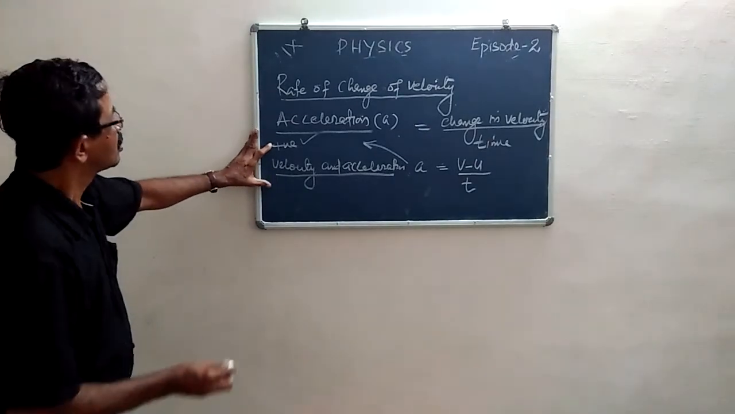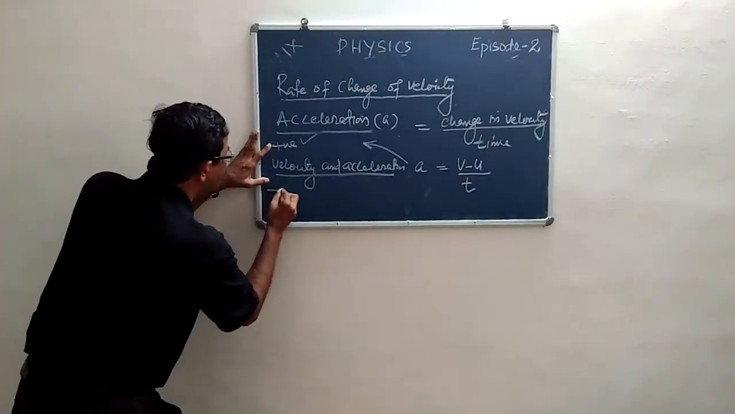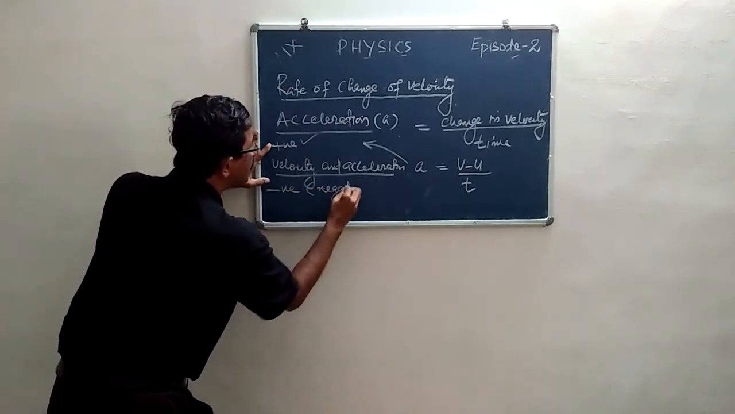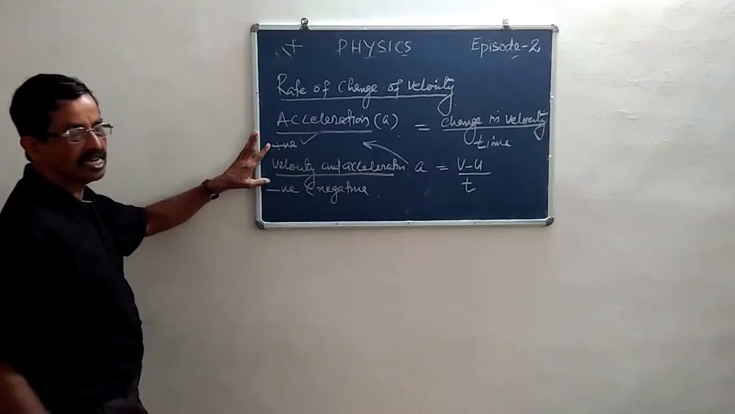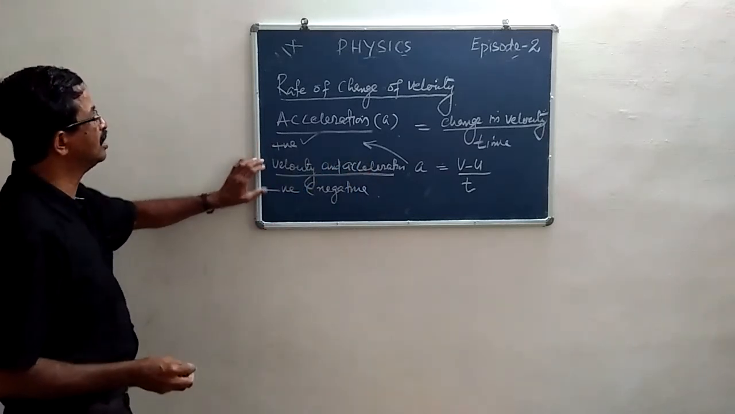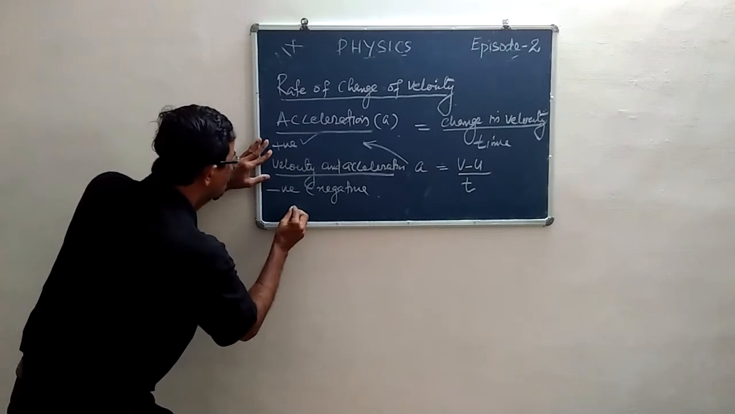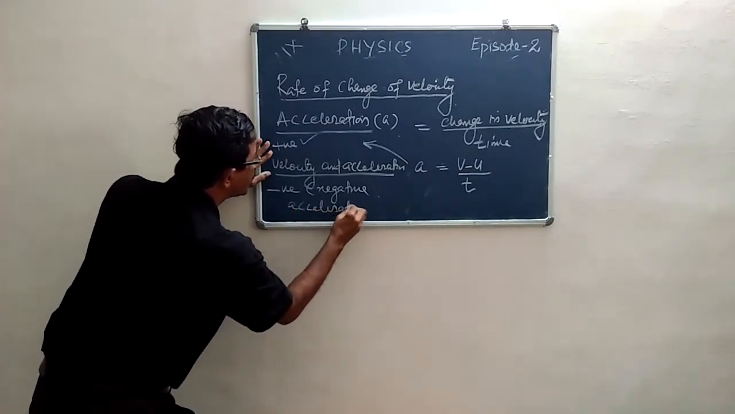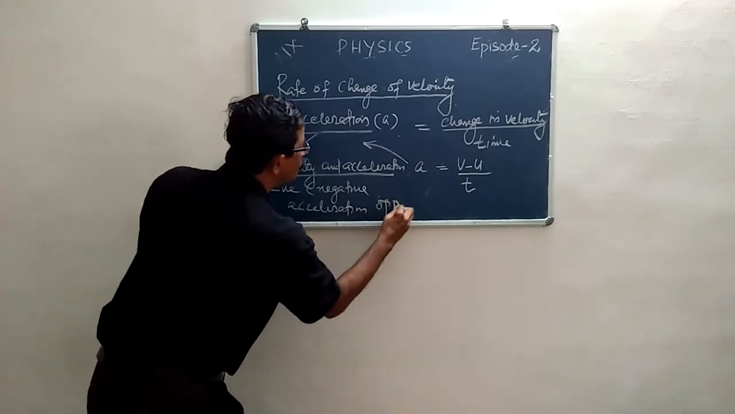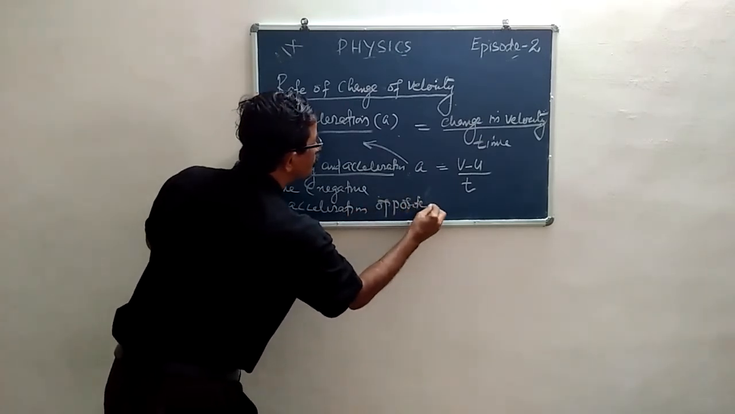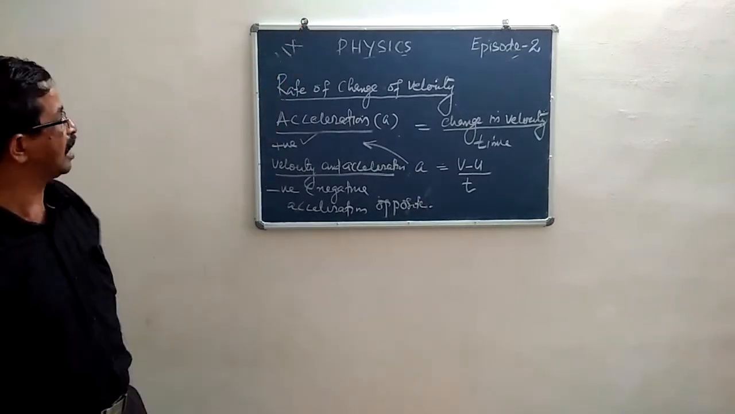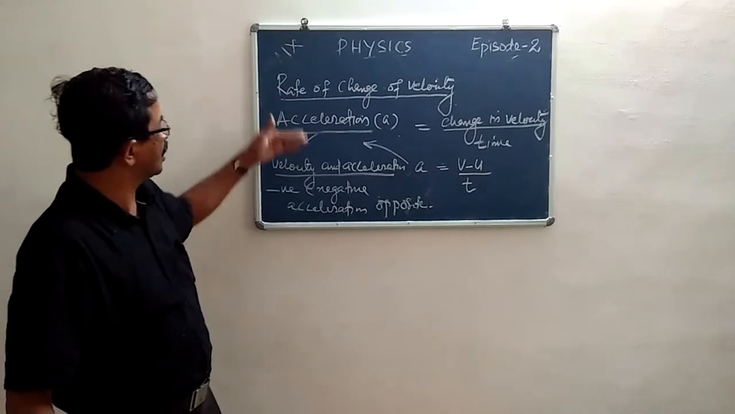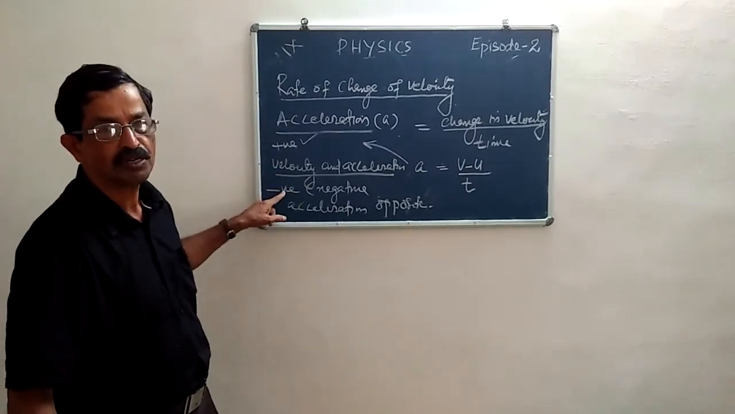Now, acceleration can be negative also. That is, velocity and acceleration, that means acceleration is opposite to velocity. When the acceleration is opposite to velocity, then this acceleration is negative.